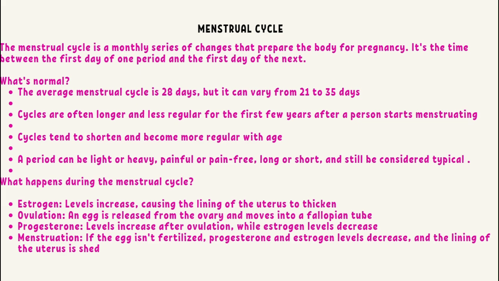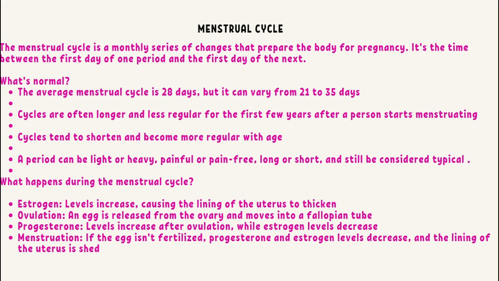Next, the progesterone levels are going to increase after ovulation, while estrogen levels decrease. Then, if the egg isn't fertilized, progesterone and estrogen levels decrease, and the lining of the uterus is shed. So that's what comes off as blood at the end of the day.